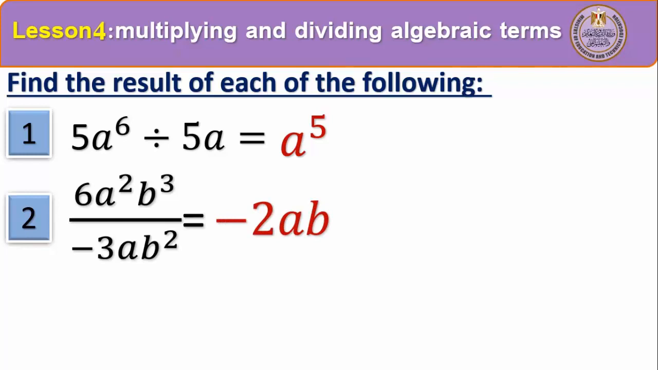Second one, if we have 6a power 2 b power 3 divided by negative 3a power 2, how can we do that? Firstly, we will divide the coefficients at first. 6 divided by negative 3 equals negative 2. What about a power 2 divided by a? We will subtract powers. 2 minus 1 equals 1. So we have a power 1. What about b power 3 divided by b power 2? We get b power 3 minus 2, which is b power 1.